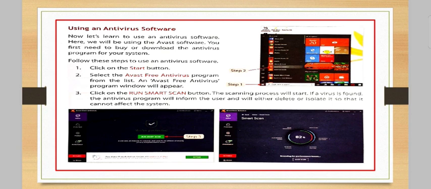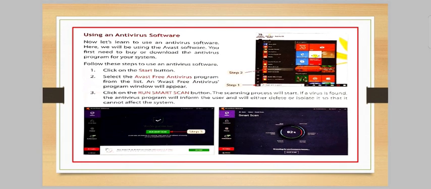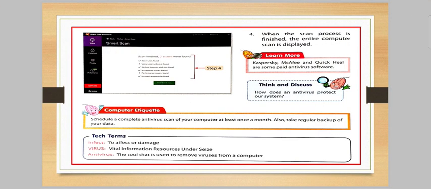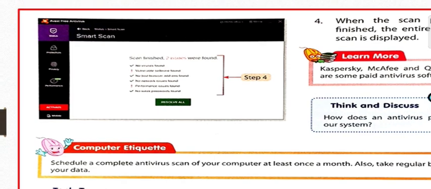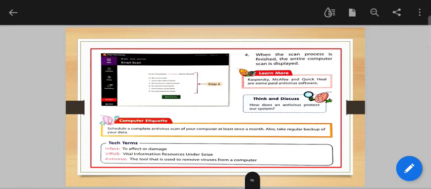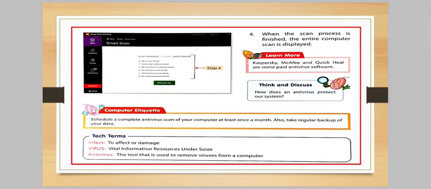If a virus is found, the antivirus program will inform the user and either delete or isolate it so that it cannot affect the system. So basically the antivirus program scans the whole system and looks for the viruses. Next, when the scan process is finished, the entire computer scan is displayed. Here you can see the entire computer scan is displayed. Kaspersky, McAfee and Quick Heal are some paid antivirus softwares.